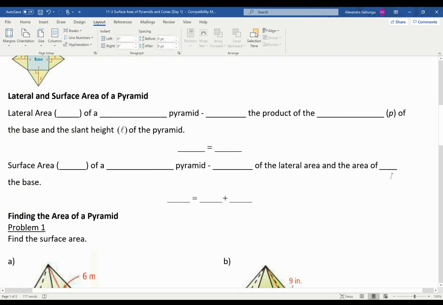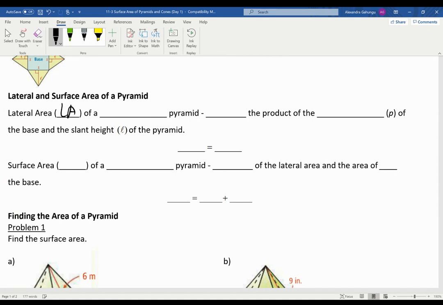So we'll talk about our lateral area and our surface area of our regular pyramids. So we're talking about half the product of the perimeter of our base times the slant height. And that's half right there. So LA is 1/2 P times the slant height.